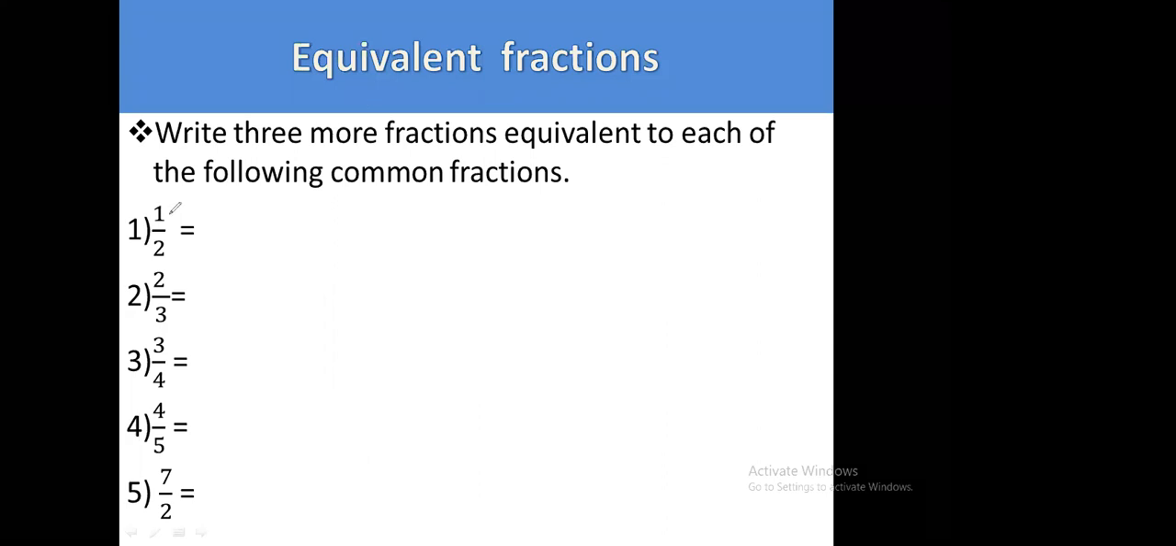First one. If you multiply this by 2, the same number, you can get the equivalent fraction: 2 times 1, 2; over 2 times 2, 4. If you multiply this half by 3, this is by 3, this is also by 3. 3 times 1, 3. 3 times 2, 6. Then now we wrote 2 equivalent fractions.